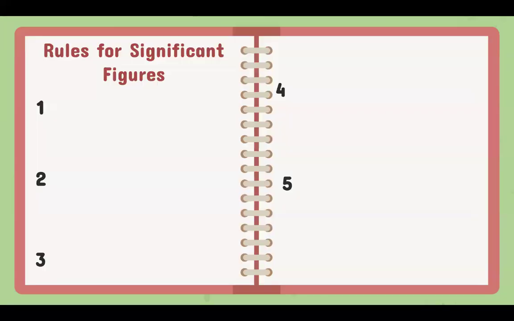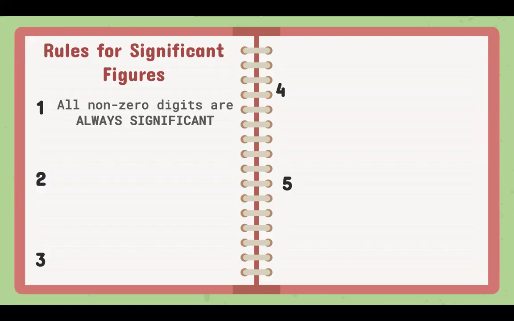Now, in significant figures, we have 5 major rules that you have to remember. Literally, each statement means what it says. So all you have to do is remember the words of the 5 rules, so you can apply them in identifying the number of significant figures.